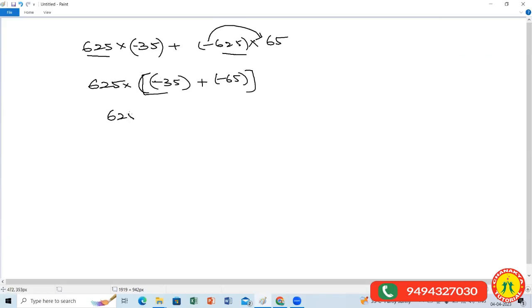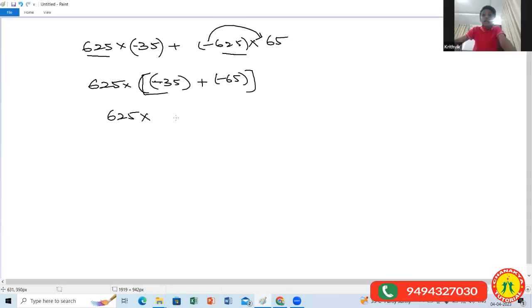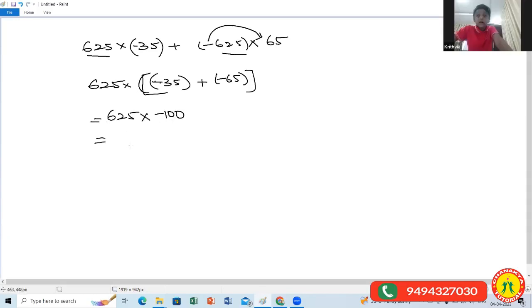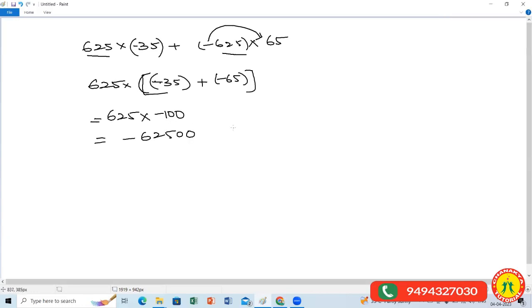Now 625. The signs are the same, so we can add and keep the common sign. 100, ma'am. Which 100? Minus 100. Then what is the answer? Ma'am, minus 6, wait, 62,500. Ma'am, minus 62,500 is the answer. Very good. Which property we used here? Distributive property. Very good.